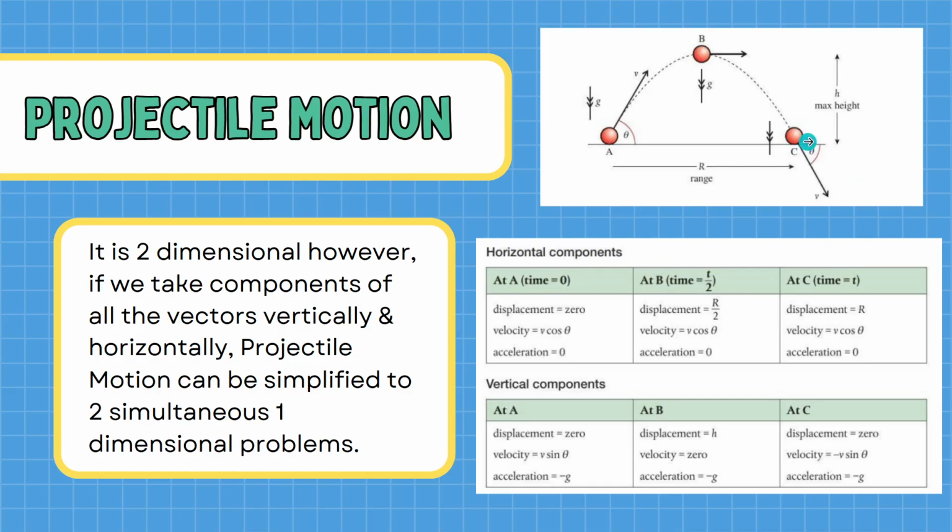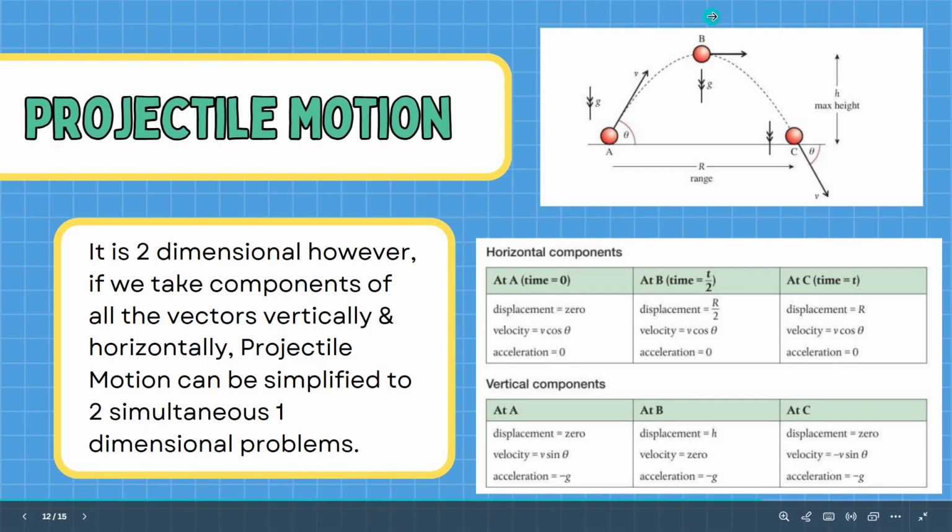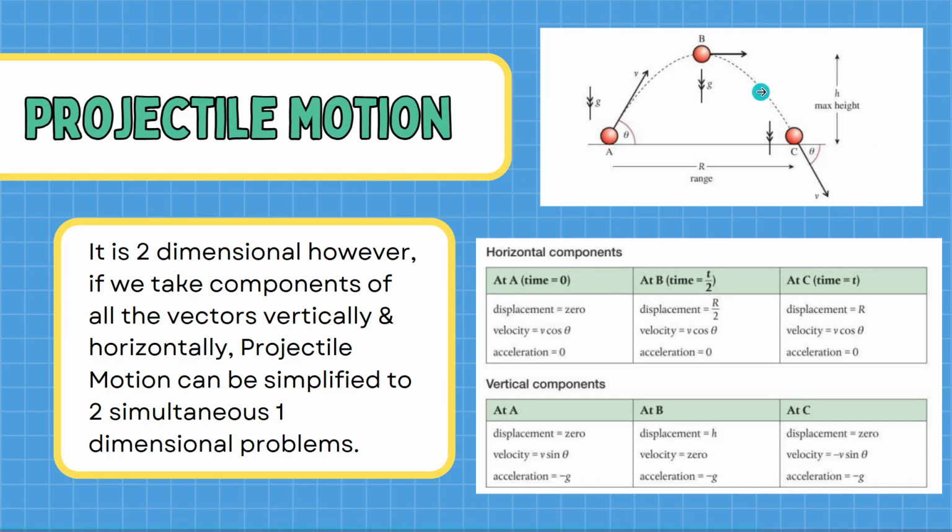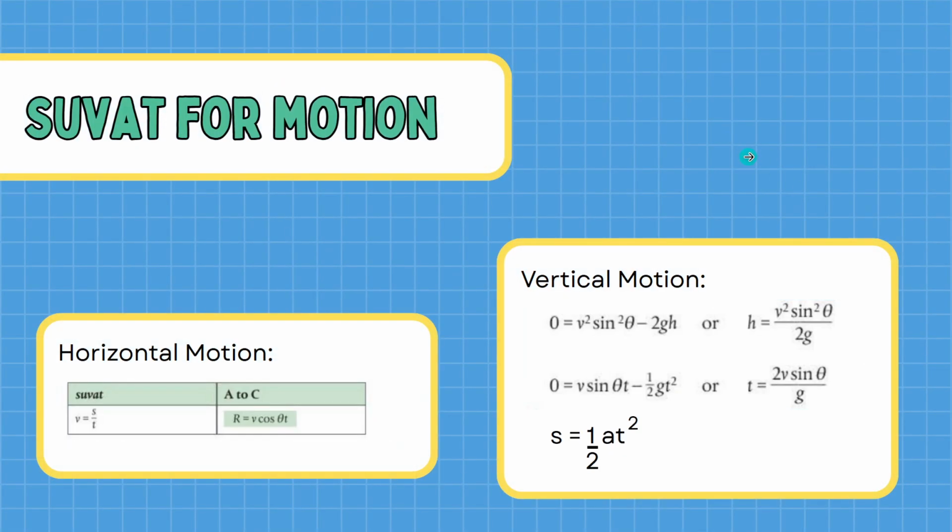At C, the displacement is again zero. There's only one maximum height, and velocity is negative v sine theta, because it came down, and velocity is also directional, so it's negative v sine theta. Acceleration is again, of course, negative g. So that is for this motion.